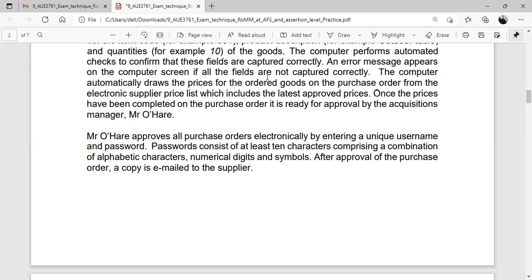So I want a control that has to do with passwords. They say that passwords consist of 10 characters comprising a combination of alphabetic characters, numerical digits, and symbols. So that's a control. I've identified the control for you. I want you guys to test this control for me. You can input any made up password to check if it will allow you to approve an order. Absolutely. So that's how you test the control when it comes to approval of the acquisitions.